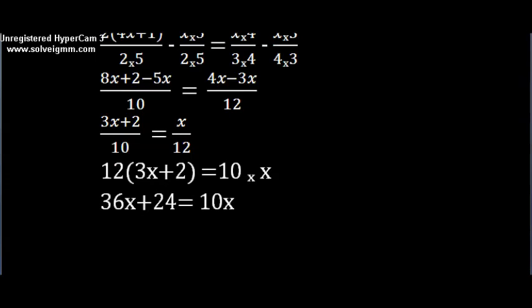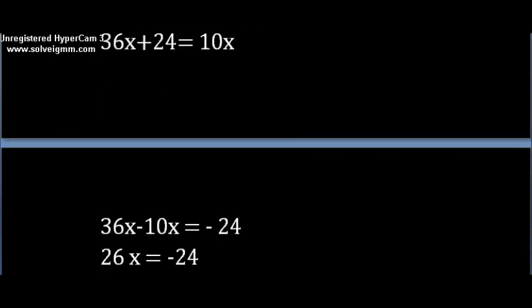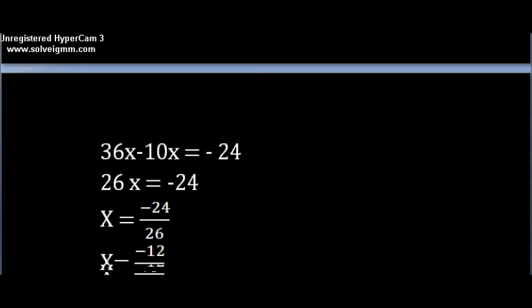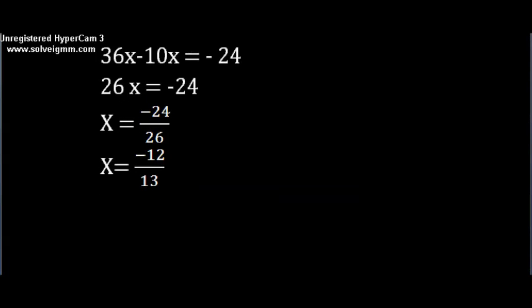Now in the next step you will combine the x terms, and 24 you will take on the other side. Then it will become 36x minus 10x equals minus 24, and then 26x equals minus 24, because between x and 26 we have a multiplication sign, so on the other side you will divide. So x equals minus 24 over 26, and you can cut with 2: 12 times 2 is 24 and 13 times 2 is 26, so x equals minus 12 over 13.